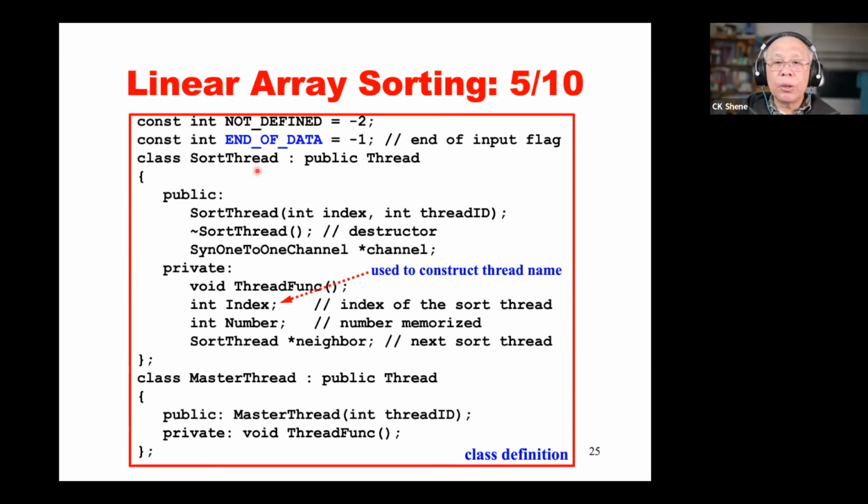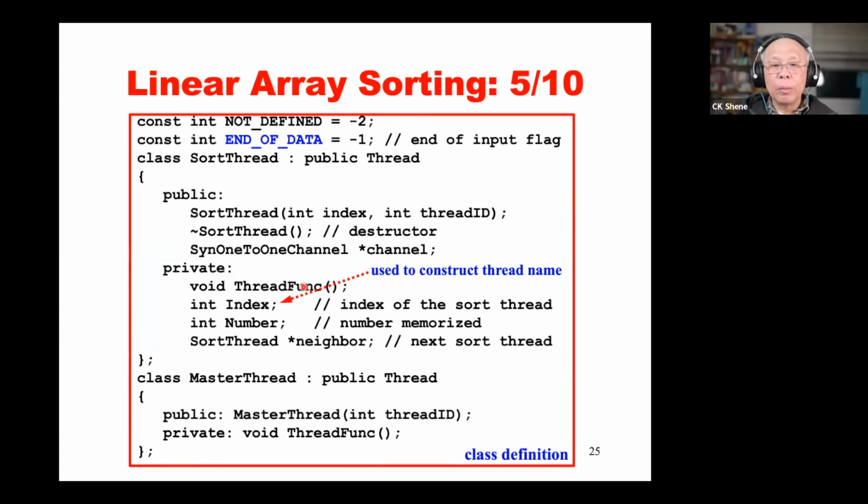Here is the sorting thread. It inherits everything from the thread class. The public component has a constructor, an index, and a thread ID. This is the user-defined thread ID. And this is the destructor to remove the allocated stuff. And there is the channel, a synchronized one-to-one channel. For the private section, we have the thread function.